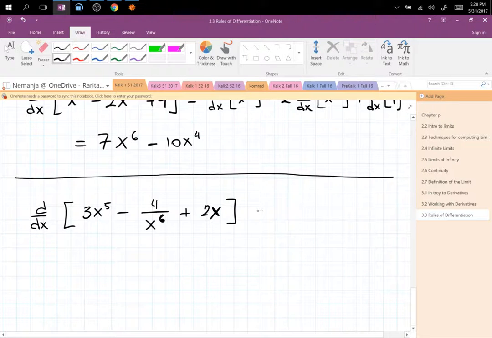All right, so what do we have as the answer? 15x to the fourth, good. Minus 2 over 3x to the fifth. Okay. Plus 2. Right? 2 times 1 is 2. Now, 2 over 3x to the 5, good? Why not?